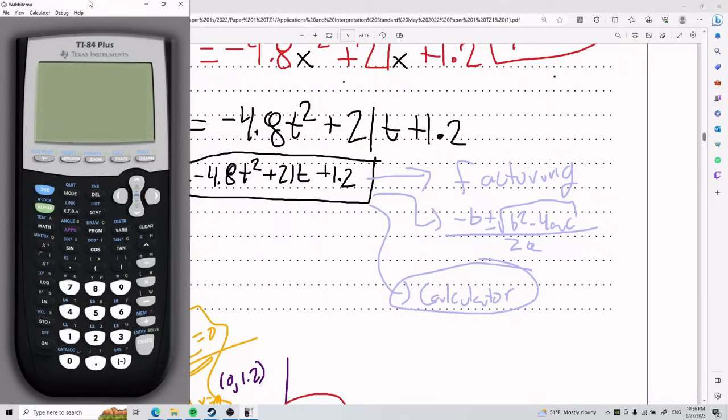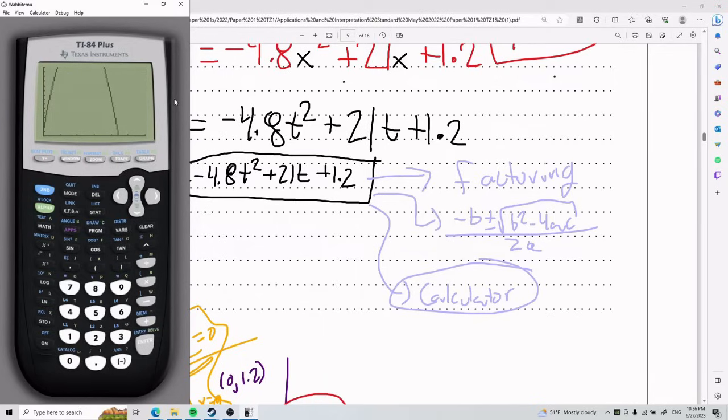So, how does it work? Well, first things first, we're going to plug in our equation up here. So I'm going to put negative 4.8 x, in this case t, but my calculator can only put x, squared plus 21x plus 1.2. I go ahead and graph. All right, so I got a little bit lucky.